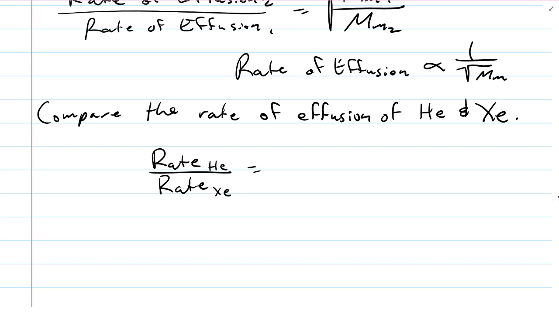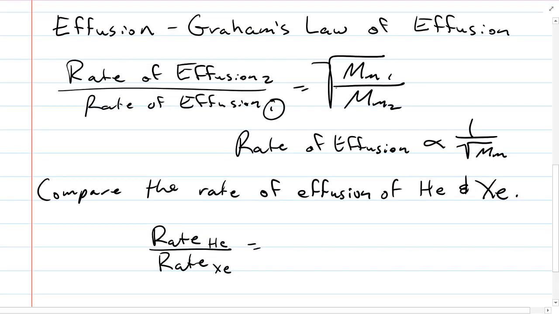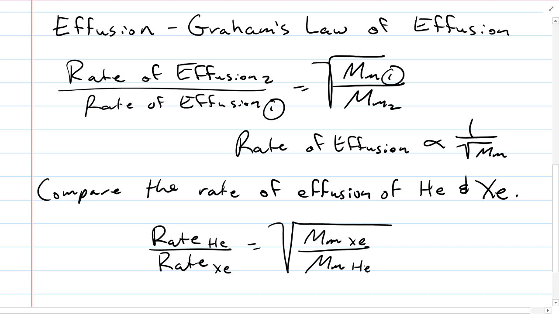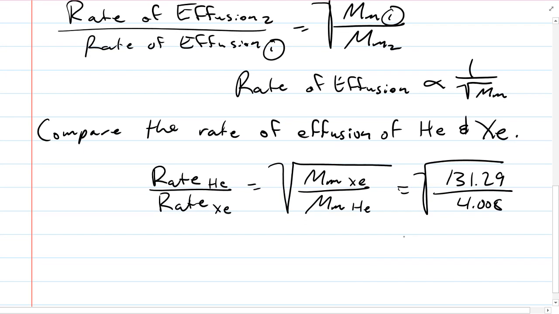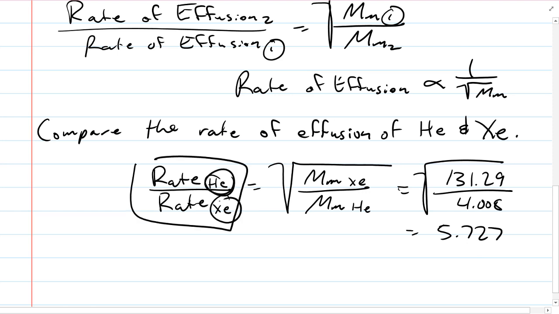Of course, if we look at our equation, remember, here's a subscript of 1, here's a subscript of 1 here. We flip-flop those places. So this is going to be the molar mass of xenon over the molar mass of helium. Once we put them in like this, we substitute in those molar masses, which for xenon is 131.29. The molar mass for helium is 4.008. We then take the square root of it, and we get the answer we saw you come up with, which is 5.727. That is the rate of helium to the rate of xenon.